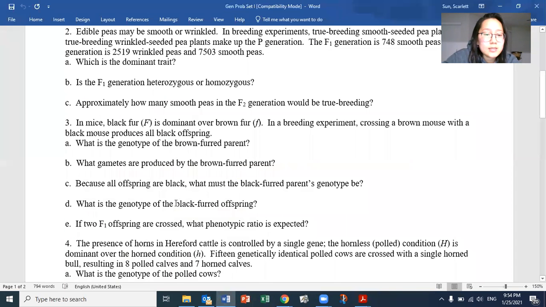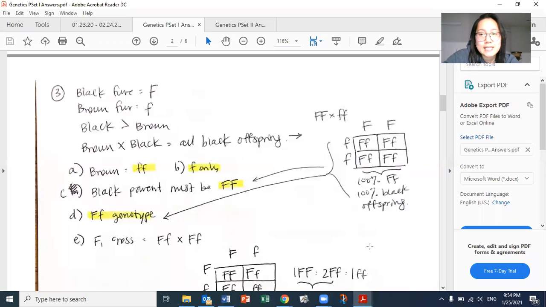Part D is saying, what is the genotype of the black furred offspring? Well, if one of the parents can only give a lowercase f, then every single offspring is going to get a lowercase f. But since they're black, they have to have a capital F. So all of the offspring from this cross right here shown, this is your evidence, would be all black, but their genotypes would all be heterozygous.